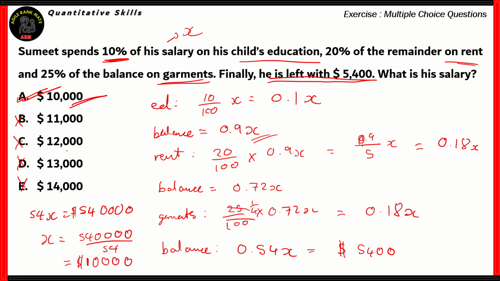If you were to look at the other options, then the remainder would not be equal to 5,400. So 54% of X is what we need to calculate for all of these. If you do that, you'll notice that they're not equal to $5,400. So therefore option A is the right option.